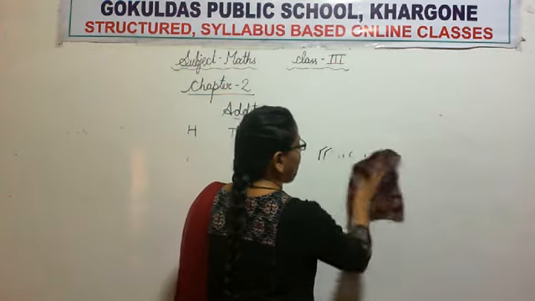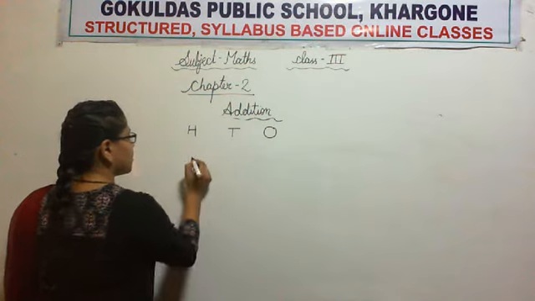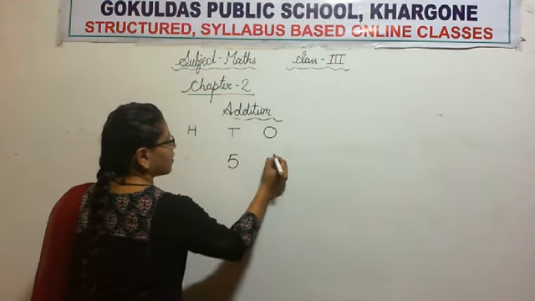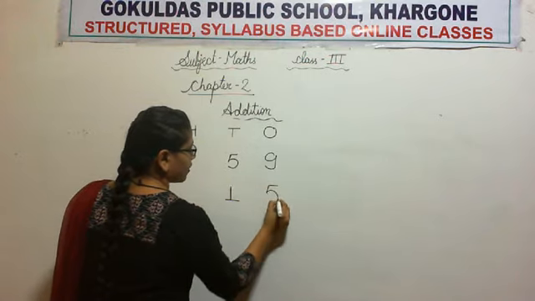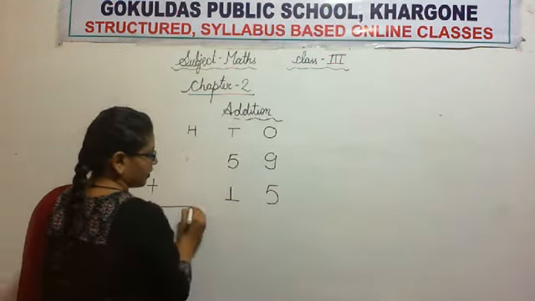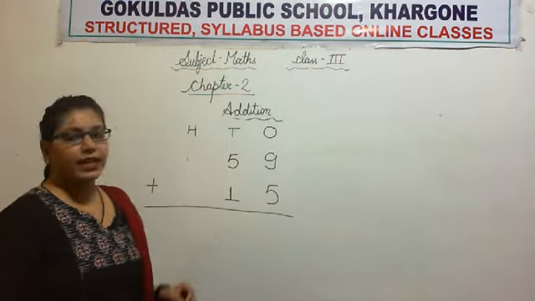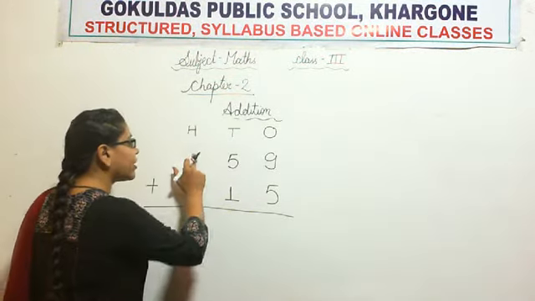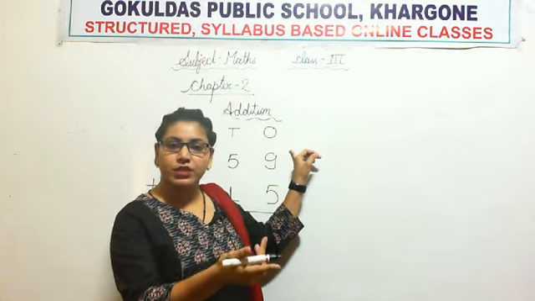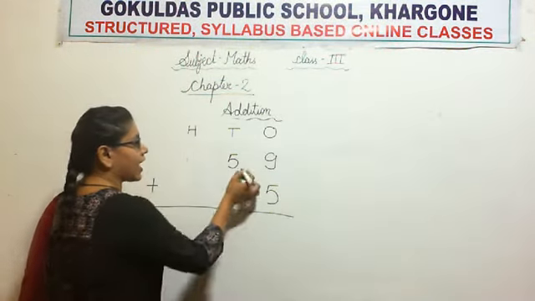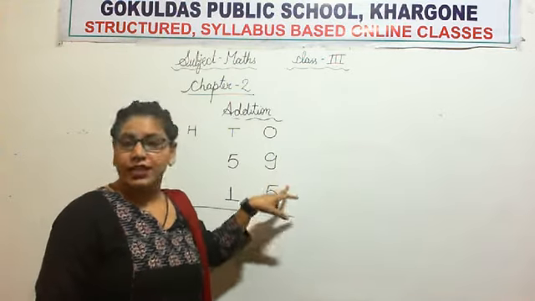Now let's take one more example. Okay, so 59 and 15 are given. We will not start writing from this place. We always start writing from the rightmost position, which is ones. So 59 and 15. Now we will add them. We will add ones in ones first.